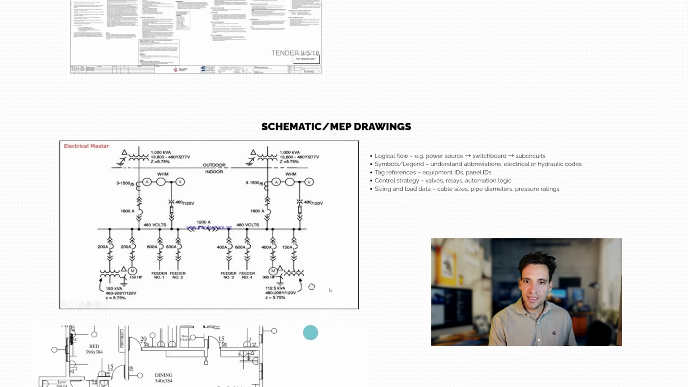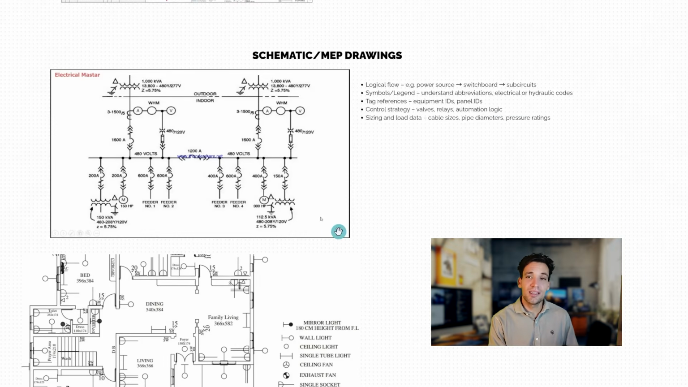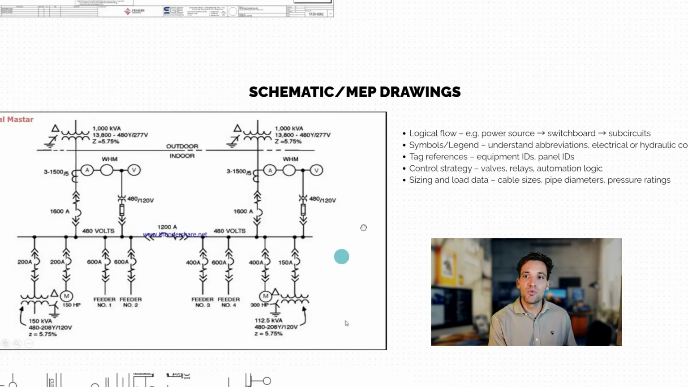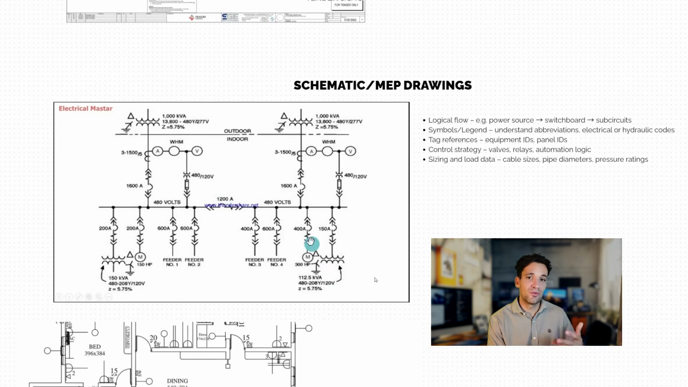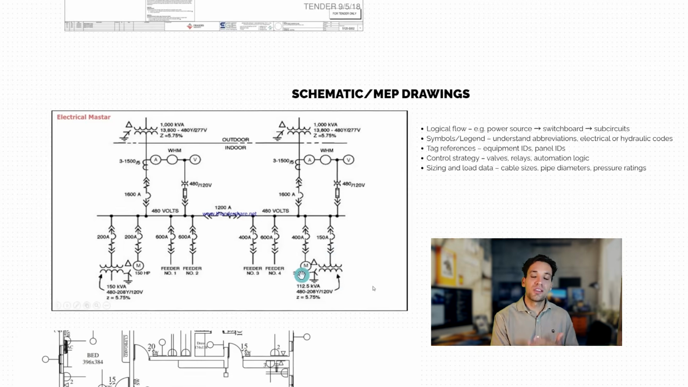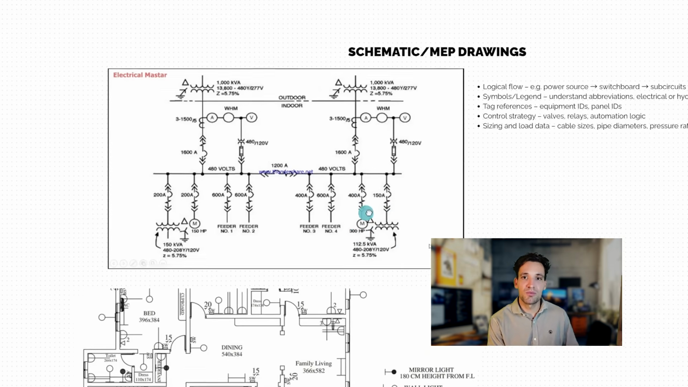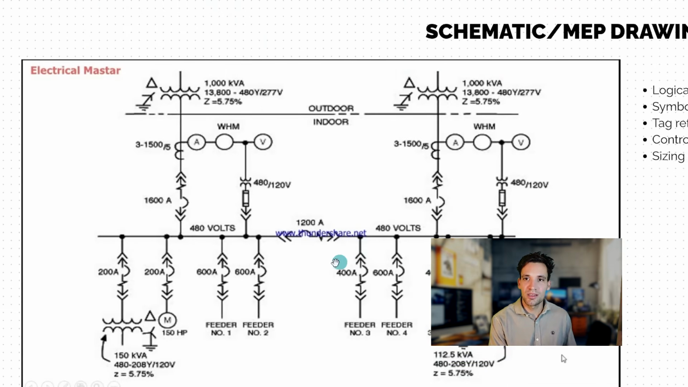Okay, so the next thing to pay attention to is if we have electrical drawings. And again, I'm going to cover all this stuff when we talk about electrical, plumbing, HVAC takeoffs, but you will have schematic drawings. So these are basically logical flows of, for example, power, water, gas, whatever. And they use symbols to reference different components. So for example, this is an electrical single line diagram.